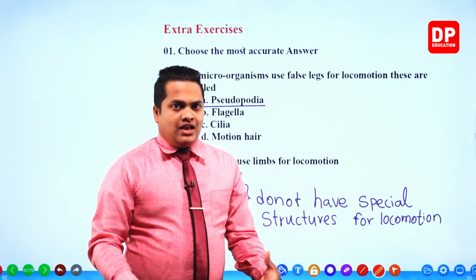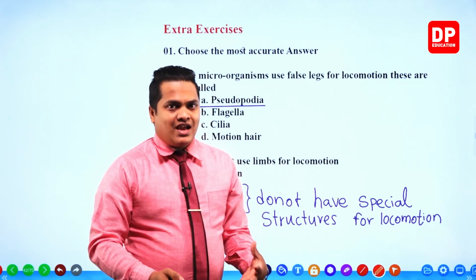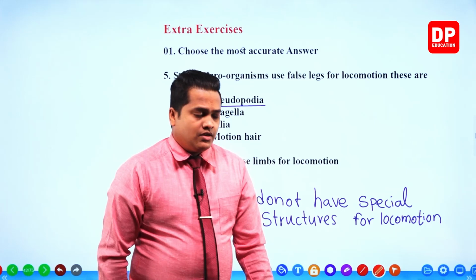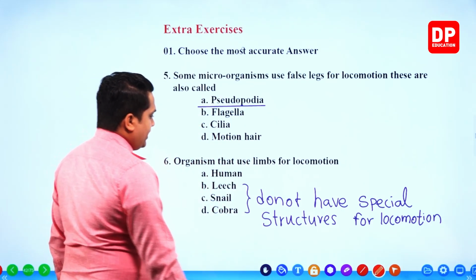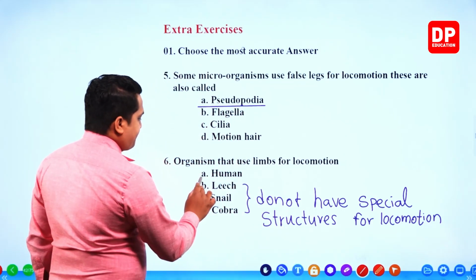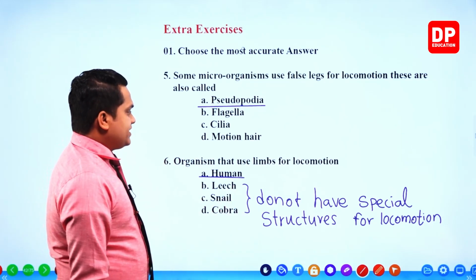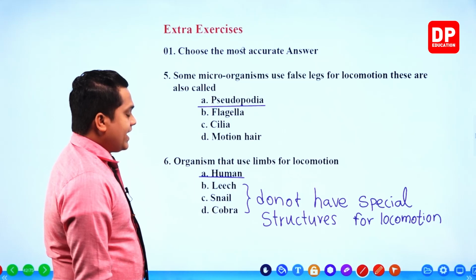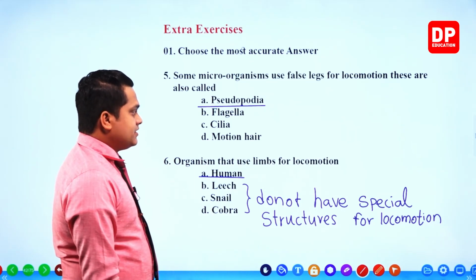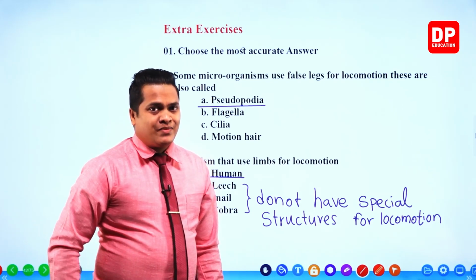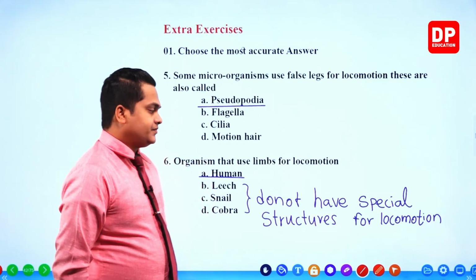Arms and legs help for our motion and also movements and also for locomotion as well, right? So the correct answer would be human. Human is the organism that uses limbs for locomotion. The limbs used by humans are specially referred to as legs.